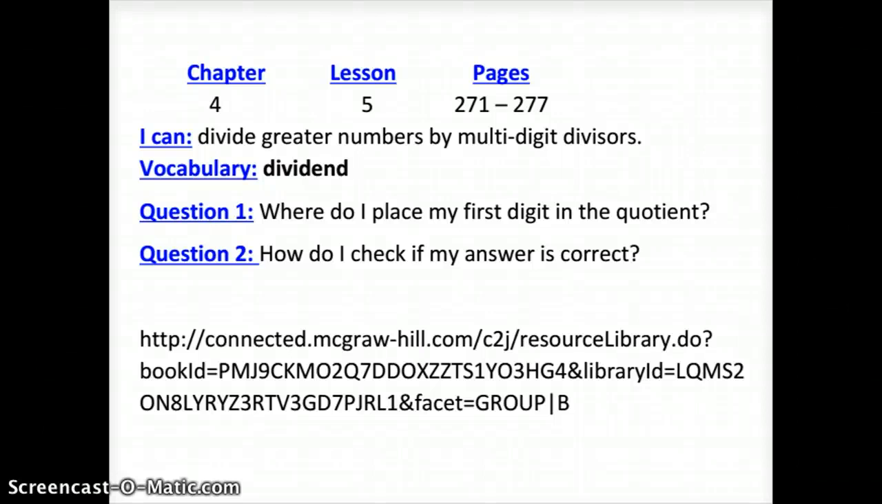Today we are learning about Chapter 4, Lesson 5, which can be found on pages 271 through 277 in your book and online. Our objective for today is I can divide greater numbers by multi-digit divisors. Our vocabulary is dividend, and question 1 is where do I place my first digit in the quotient? Question 2, how do I check if my answer is correct?